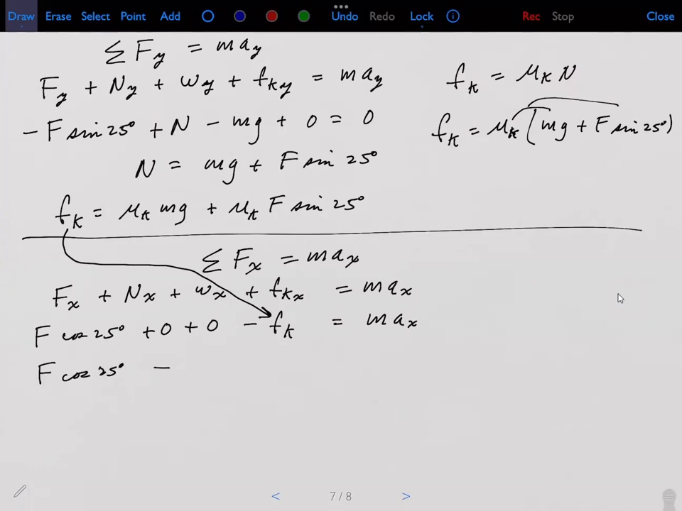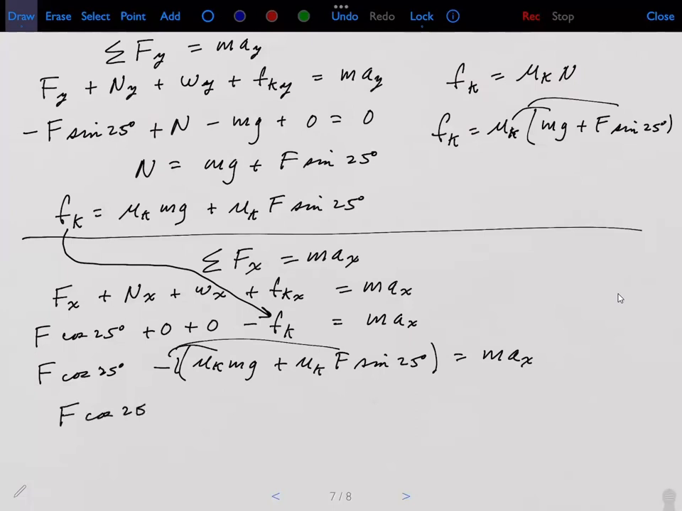So if I substitute this expression in for Fk here, I'm going to have minus, and then again, you got to be careful, right? It's minus, and then it's parentheses the entire thing. Here, I'll write it out for you. Mu k mg plus mu k F sine of 25 is equal to max. And now if I distribute in that minus 1, it makes both those terms negative. So it's minus mu k mg minus mu k F sine of 25 equals max.